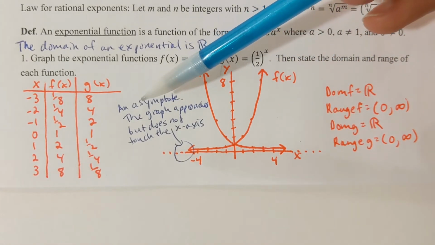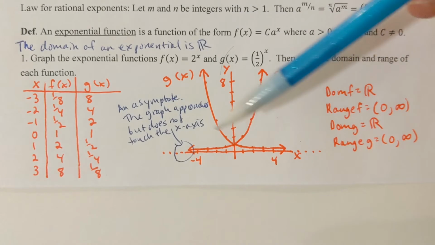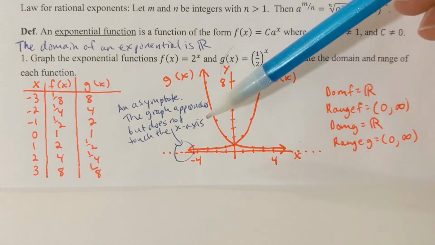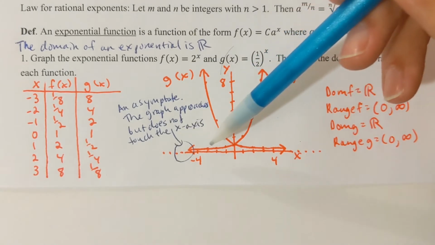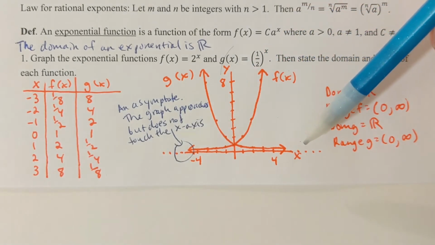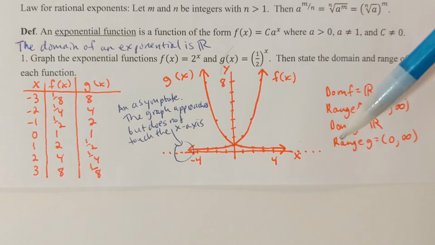An asymptote is a boundary that the graph approaches but will never get there. Okay, so we would say that there's a horizontal asymptote right on the x-axis, and that's a feature of an exponential. There will always be a horizontal asymptote on the graph.